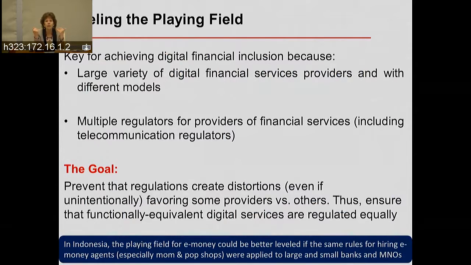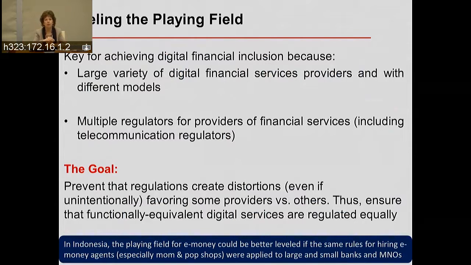There are so many regulators and so many actors that it is not always easy to think about which regulations are actually going to level the playing field. So the goal is, in the same way that in competition, I was talking about the behavior of agents, you don't want the entrenchment of monopolies to develop. You actually want to promote the entry of new players. In level the playing field recommendations, we focus on the actions of regulations. The goal is to prevent regulations from creating distortions, even if unintentionally, favoring one type of provider versus another.